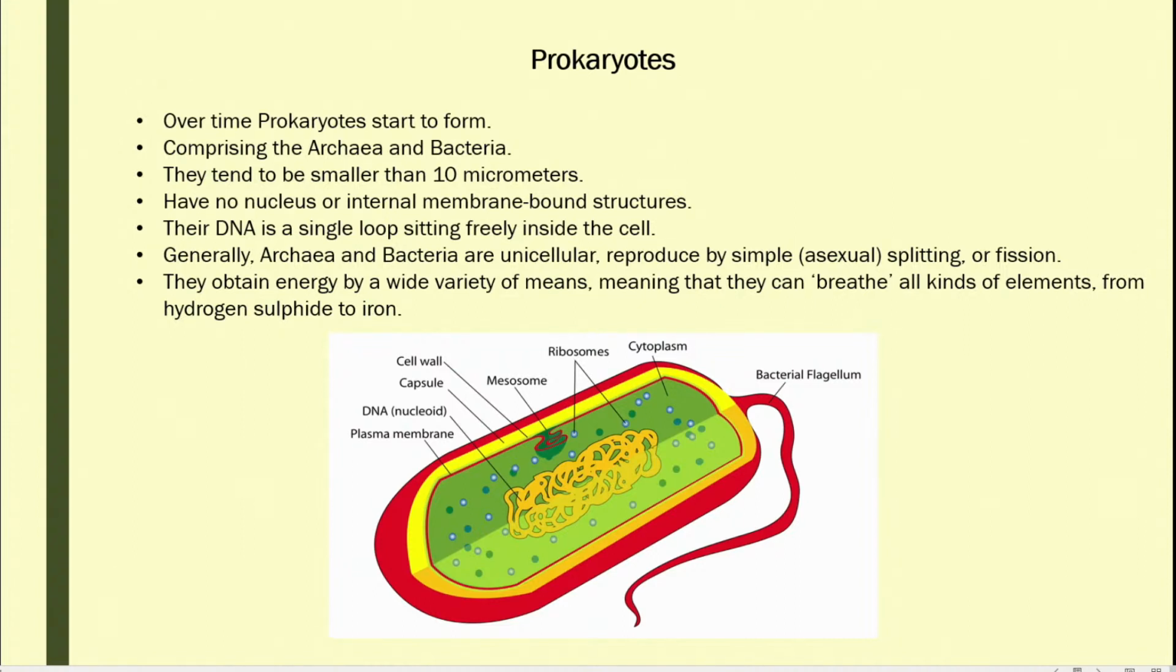They obtain energy by a wide variety of means, meaning that they could breathe all kinds of elements, from hydrogen sulfide to iron. So as we could see, the kind of life form that was existing in this eon was very simplistic, and it had a singular cell formation. So that's the bacterial outside, this cytoplasm, ribosome, mesosome, and then the DNA, some other things.